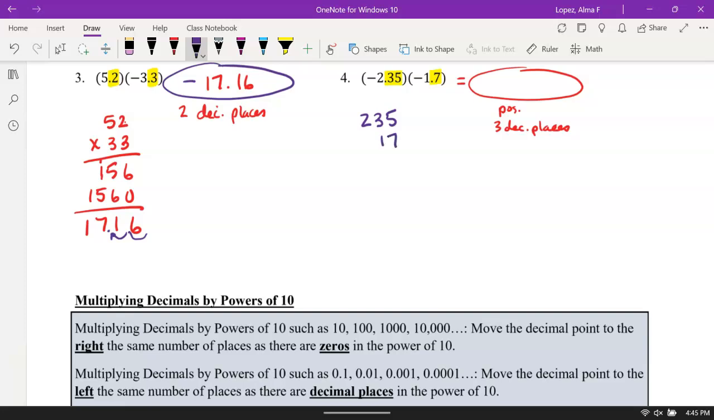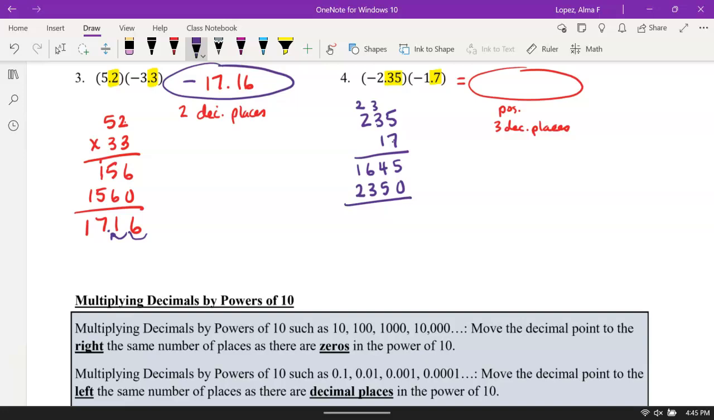235 times 17. 7 times 5 is 35. 7 times 3 is 21, plus 3 more is 24. Carry the 2. 7 times 2 is 14, plus 2 more is 16. Bring down the 0 so we can multiply the tens digit. 1 times 5, 1 times 3, 1 times 2.